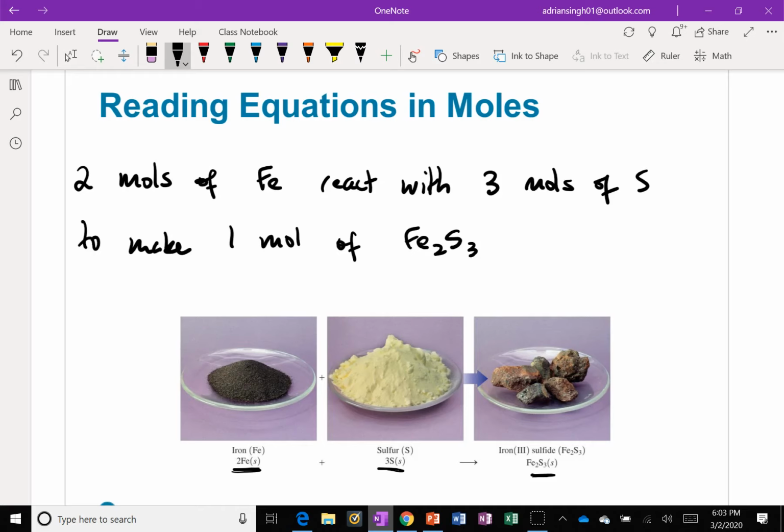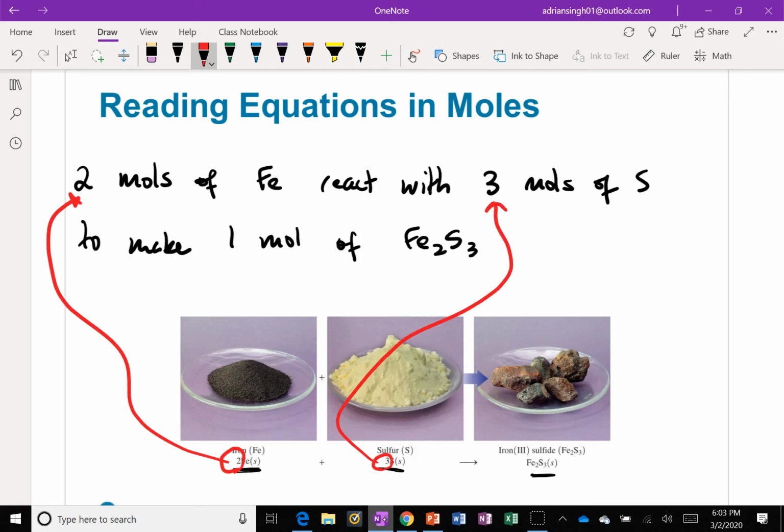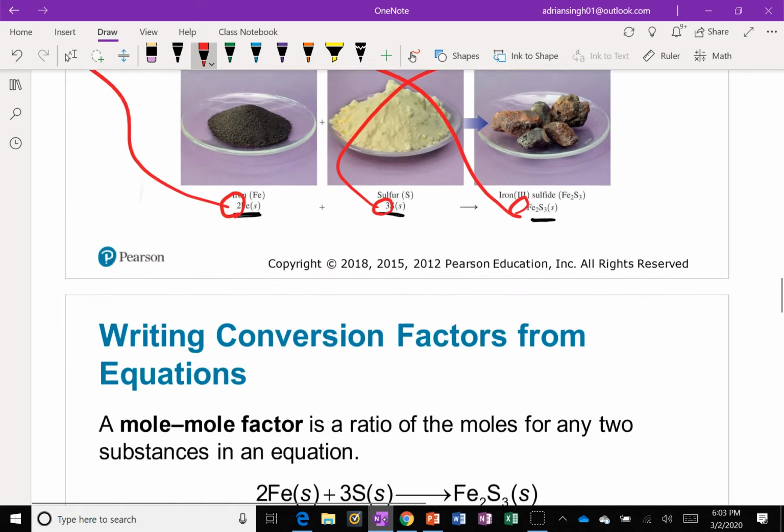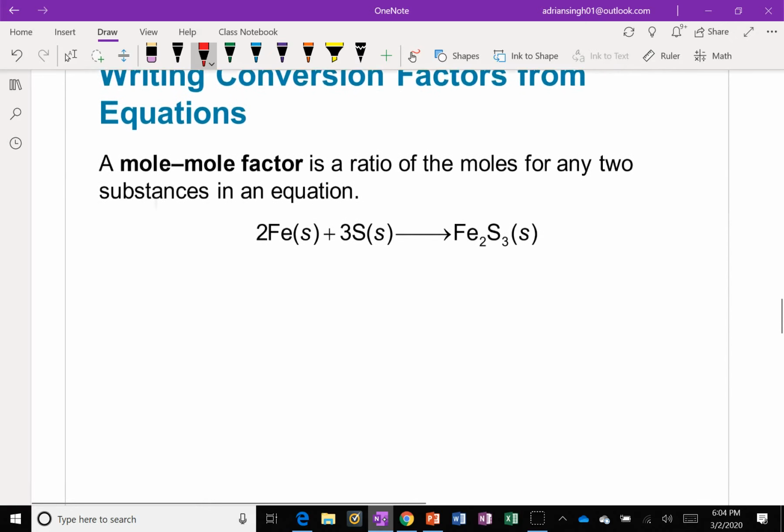We get those numbers simply from the balanced equation. The 2 in front of the Fe tells us that we have 2 moles of Fe. The 3 in front of the sulfur tells us that we have 3 moles of sulfur. And then remember there's a 1 in front of the Fe2S3, so we make 1 mole of Fe2S3. Those coefficients give us a mole-to-mole relationship from that equation.